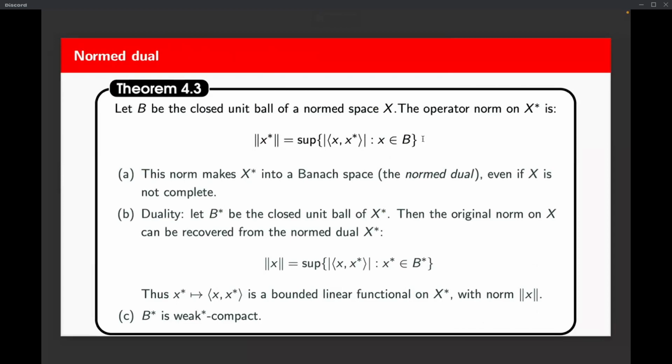So as mentioned in theorem 4.1, this makes X star into a Banach space, and in this context, with that topology and that norm, Rudin calls this the normed dual. That's as distinct from X star with its weak star topology, which is the weakest topology that makes all of these functionals continuous.